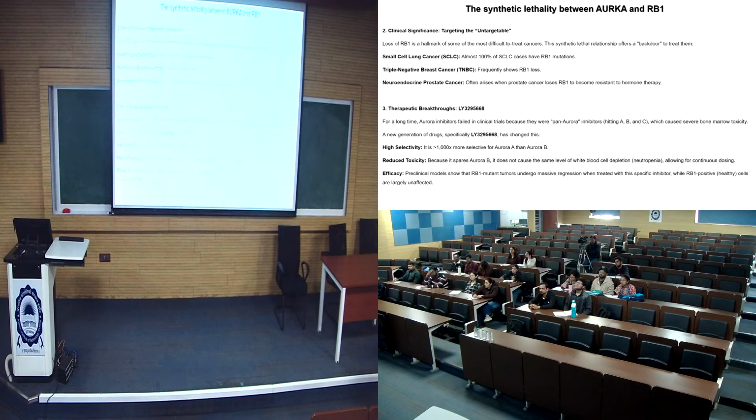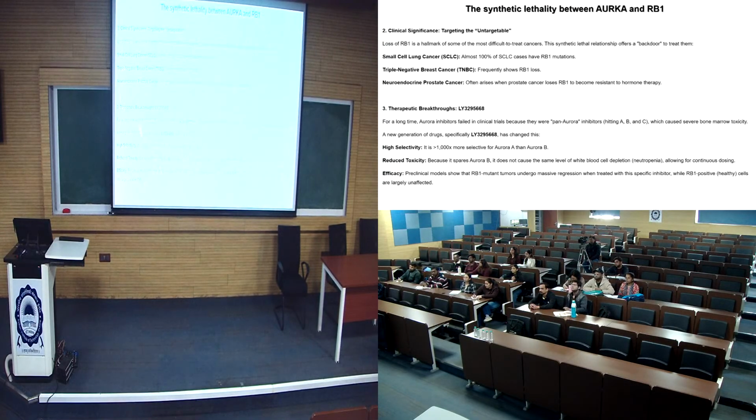Okay, so this is just telling you about different drugs for aurora A. These are pretty aggressive cancers, triple negative breast cancer, small cell lung cancer. Almost 100% of these cases have RB1 mutation. So loss of tumor suppressor is almost a hallmark of cancer. Neuroendocrine prostate cancer, remember, this is the latest man-made prostate cancer, they also lose retinoblastoma protein.